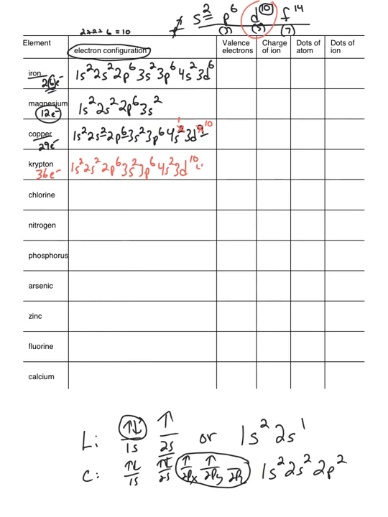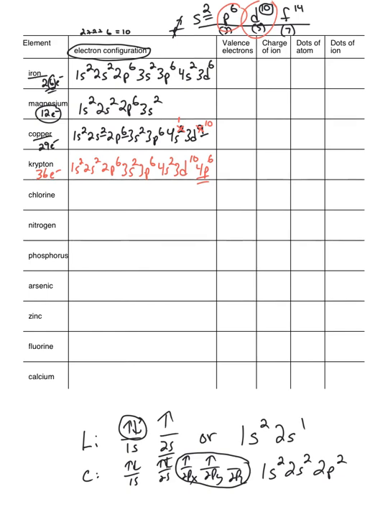Who fills after 3d? 4p. A p again will take up to 6. And if we look at that, that gets me 36 electrons. And again, like all noble gases, we end with a completely filled p orbital. And that's true for all the noble gases except for helium, because there is no 1p orbital. Once we fill the 1s, it is completely full.